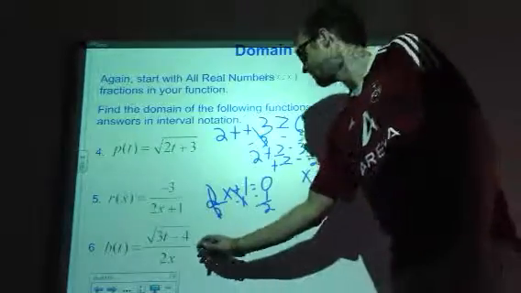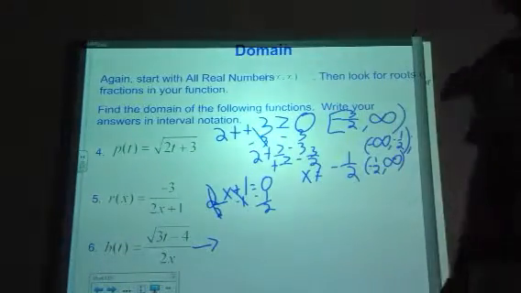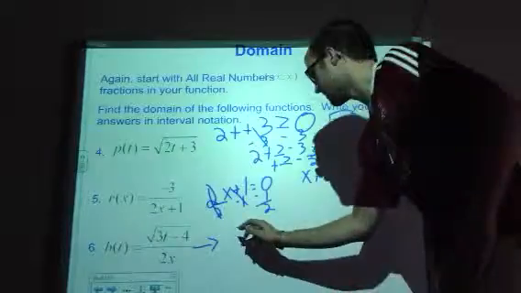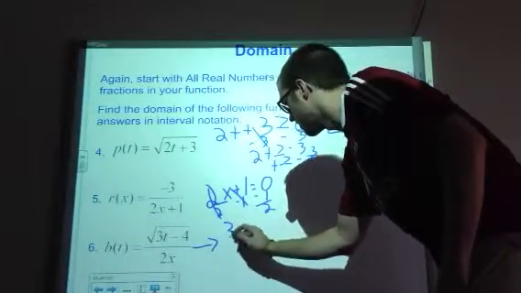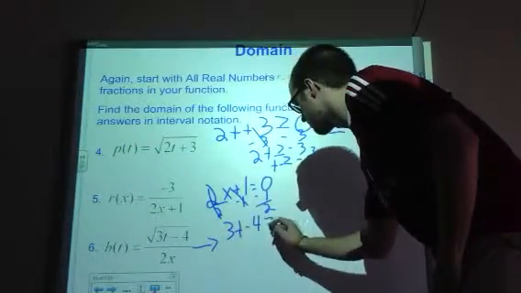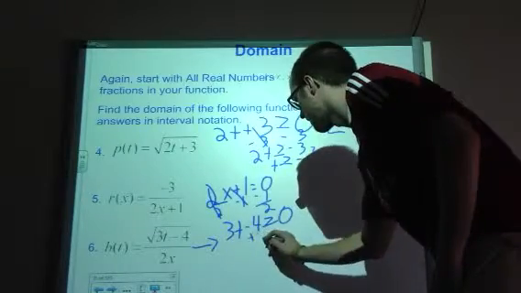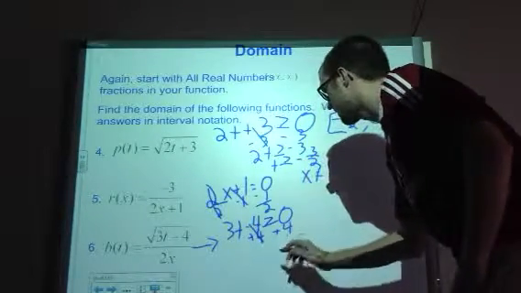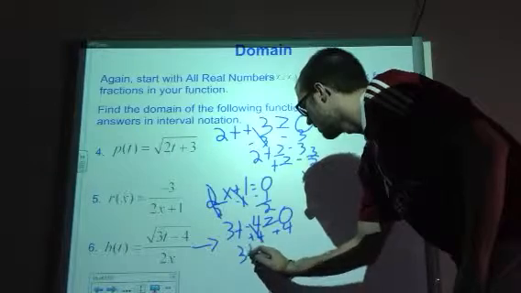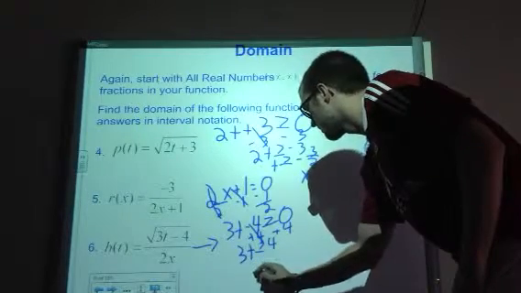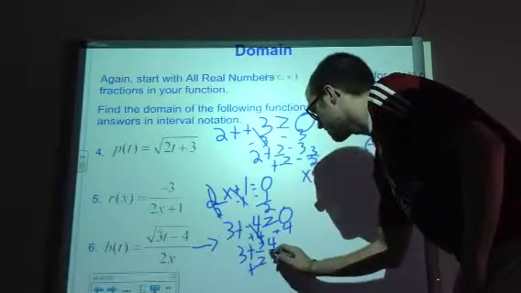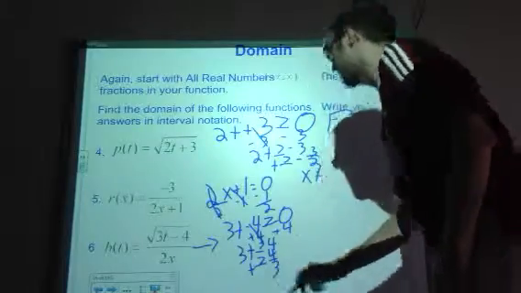Alright, let's look at the next one. Think about the restrictions. Does it have a square root? Yes, it does. So we only want stuff that's going to make the square root positive. Add 4 to both sides of that inequality. 3t is greater than or equal to 4. So we only want numbers when t is greater than or equal to 4/3.